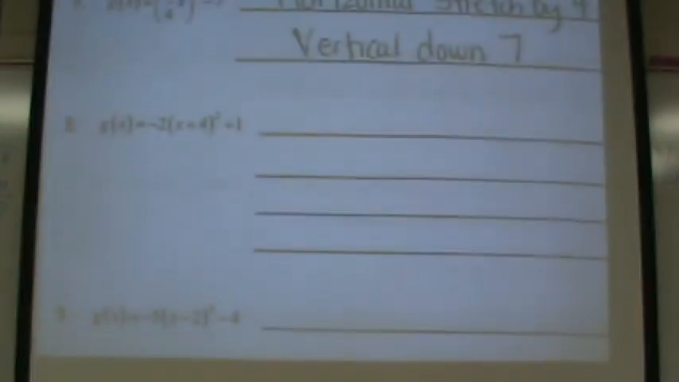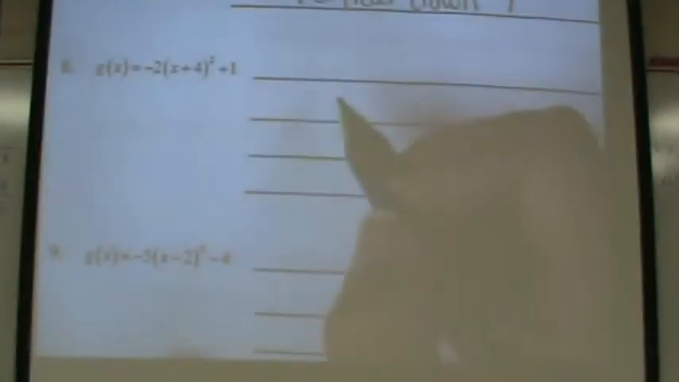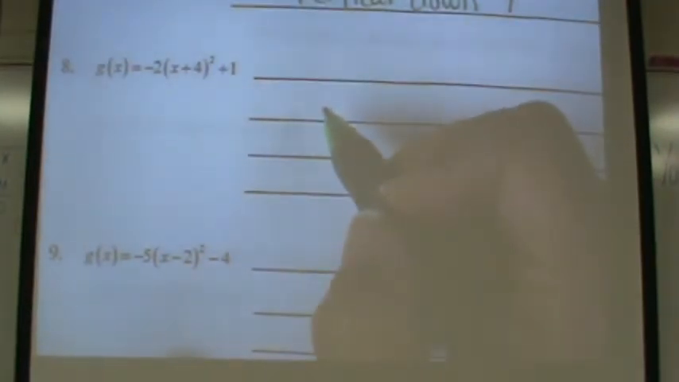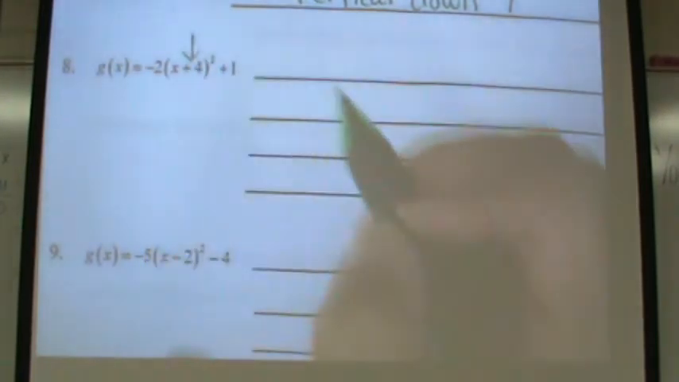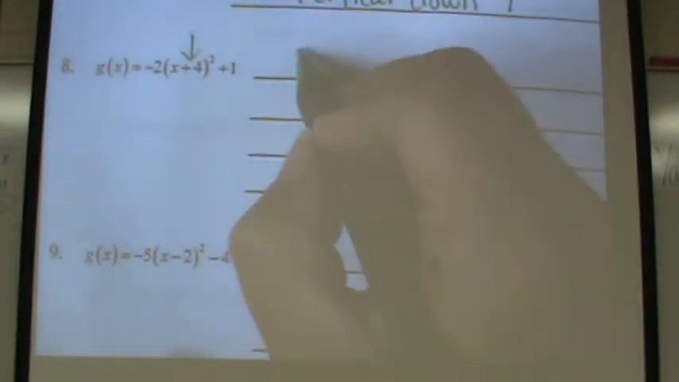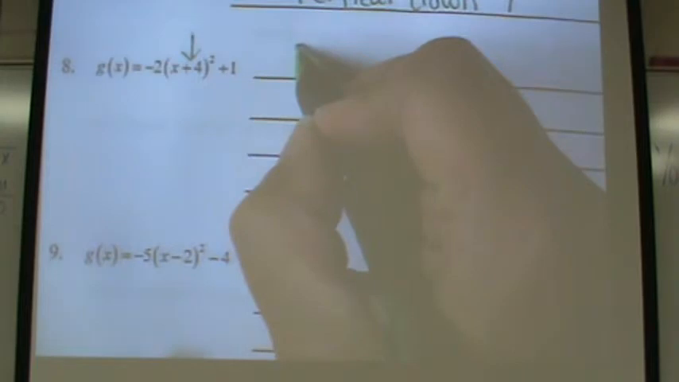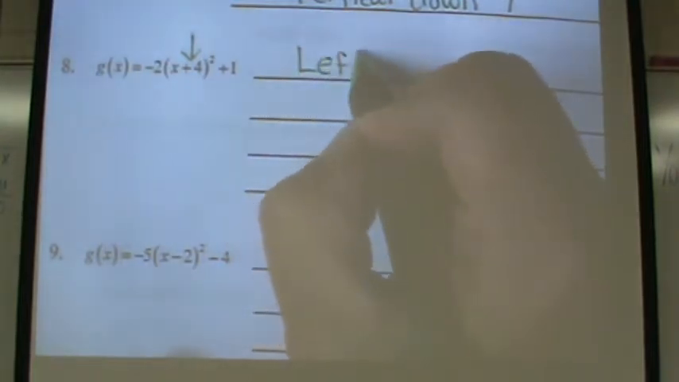And we have 2 more on this page. What would number 8 be? We've got a C, a B, and a D. Okay, what should we do first? B. Yeah, B is right there, 4. Horizontal left. Left 4.